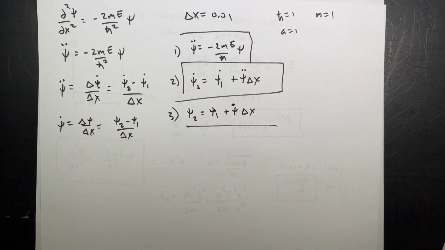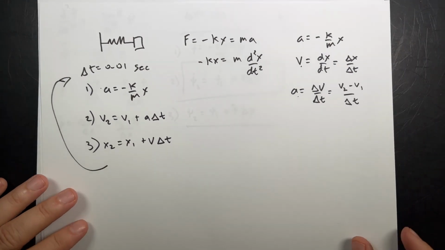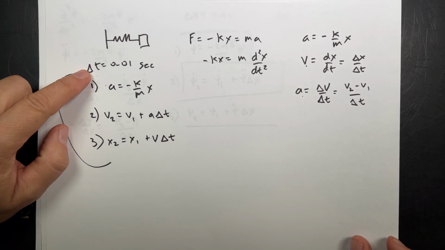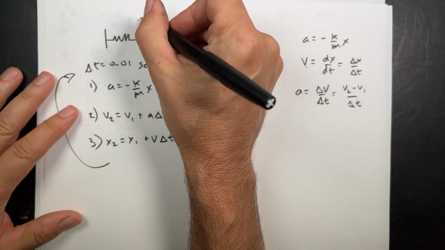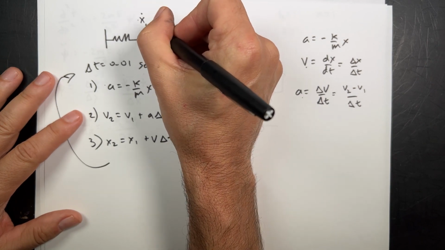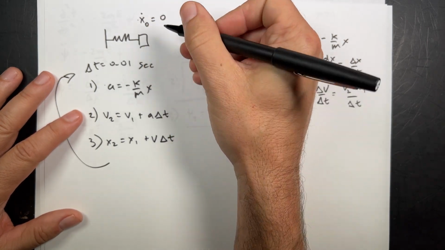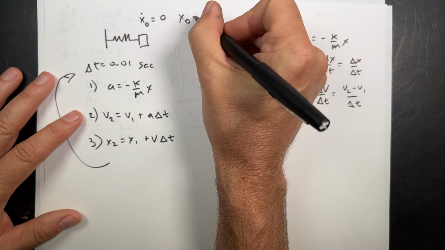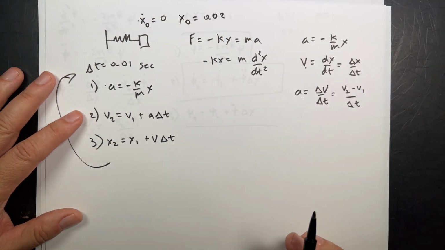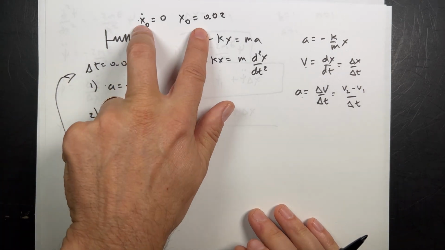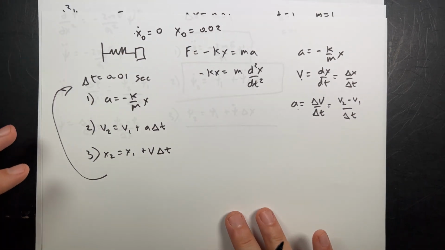But there's a problem. There's a really big problem, right? Because for the simple harmonic oscillator, this works fine because I know the initial conditions. I need to know x dot at 0 is 0, the velocity. I need to know the initial position. Let's say it's 0.02, whatever. I need to know those initial conditions. I have 2 values right there. I know those initial conditions.